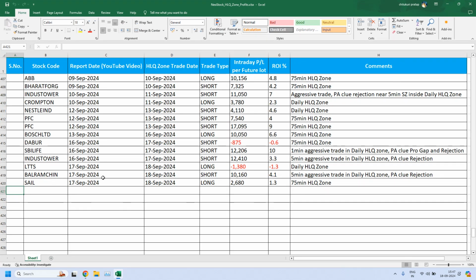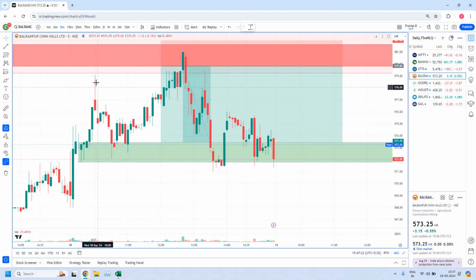So Balrampur Chini has given a 10,160 rupees profit, which is a 4.1% ROI. This is a 5 minutes aggressive trade in daily high liquidity zone. The reason is price action clue rejection, what we have seen in this particular chart. This rejection gave a clue.